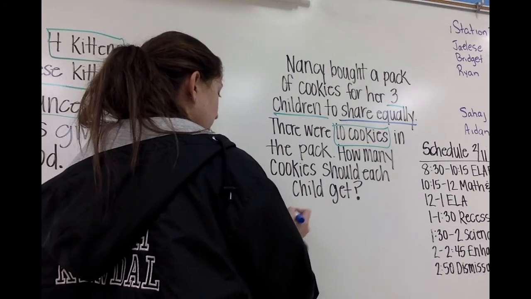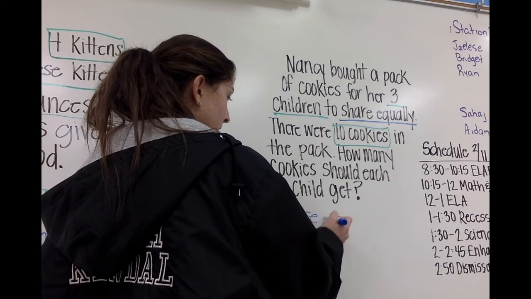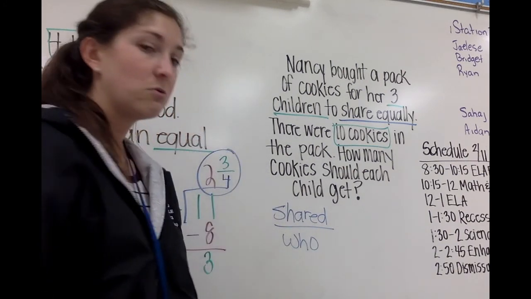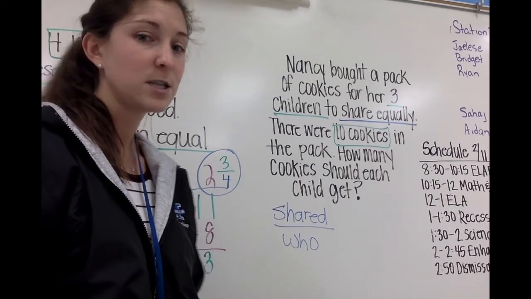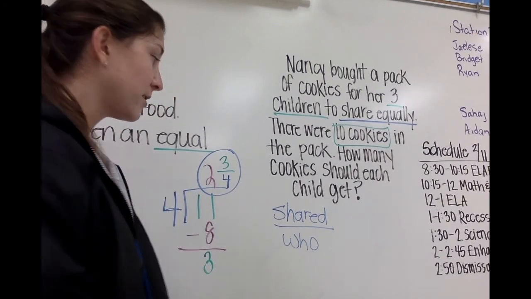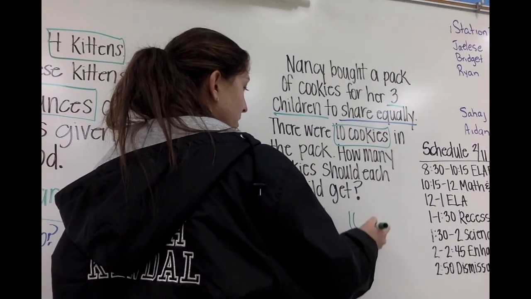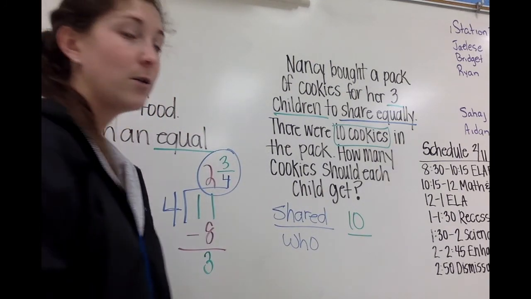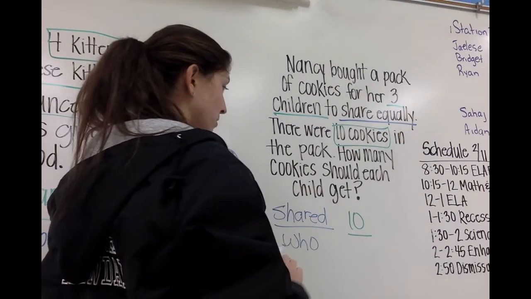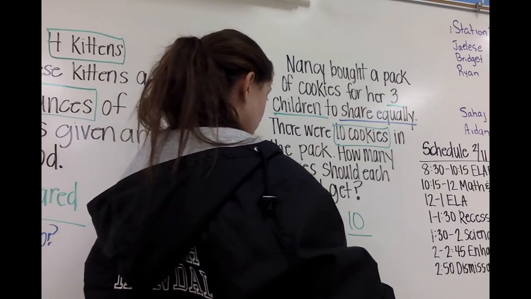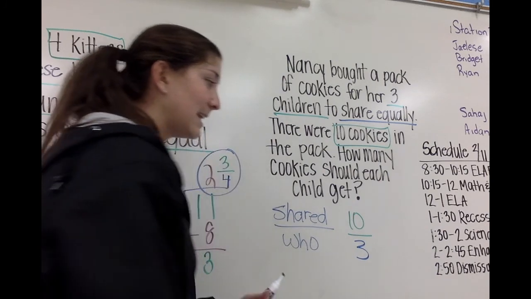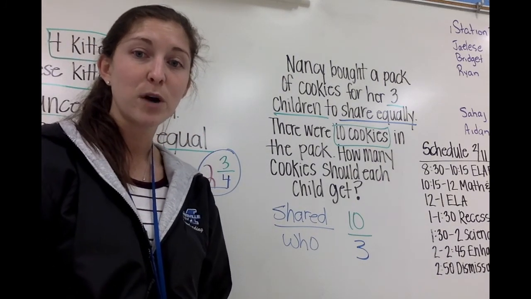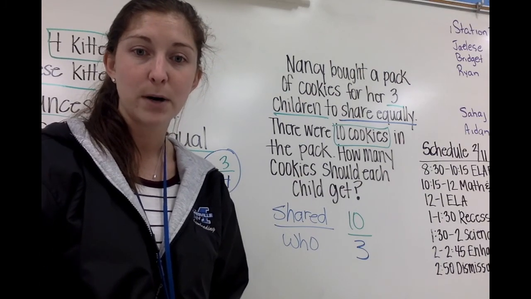So again, I got to think of shared over who. What is it that's being shared in this problem? Well, I'm sharing the cookies, so cookies will go on top, which is 10. Who are they going to? Well, they're going to 3 children, so 3 is going to go on the bottom. And again, I have to solve that. That's 10/3. It's improper. I need to make it into a mixed number.